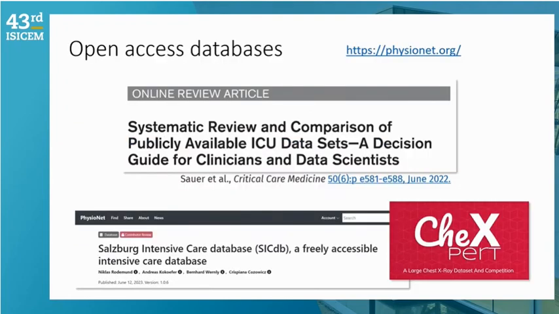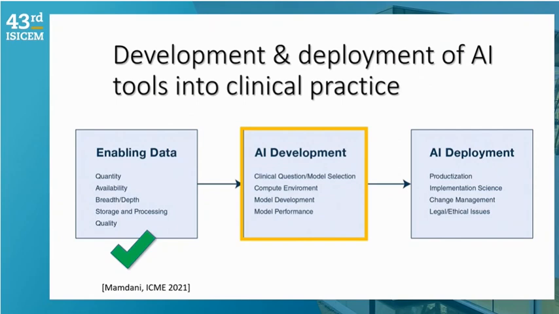Having access to data is getting much easier. We've heard about all of this. Obviously, I need to highlight physionet.org, but the one thing that I think no one has talked about is the open access imaging databases that are becoming available. Here's CheXpert. There's also MIMIC-CXR and a large number of other data sets available. So the data is available to some extent if you want to get started at least.